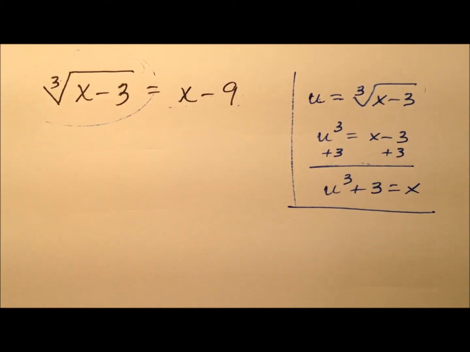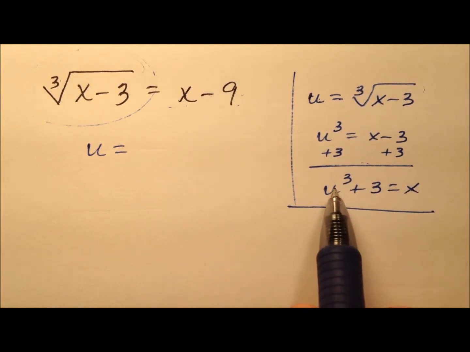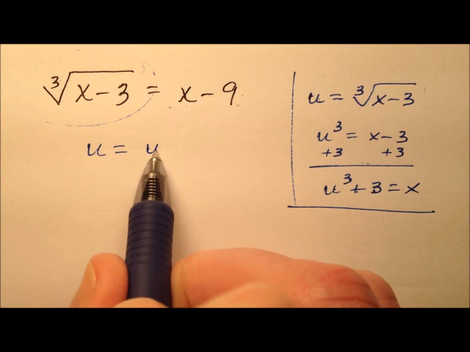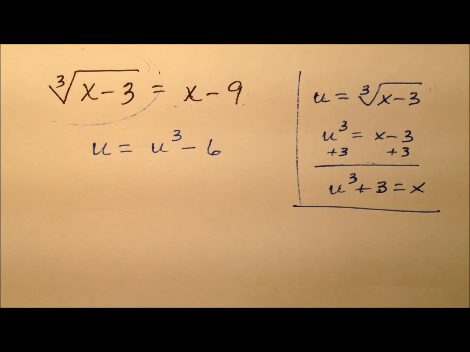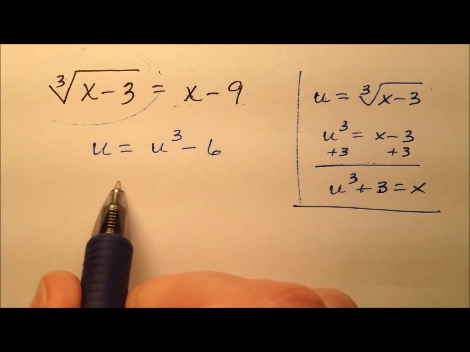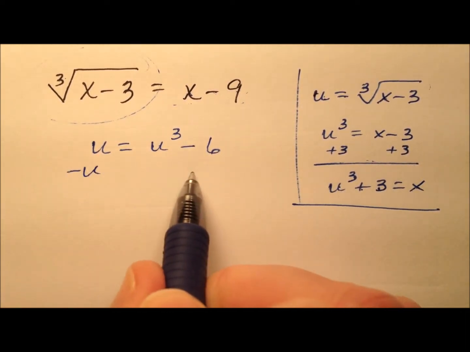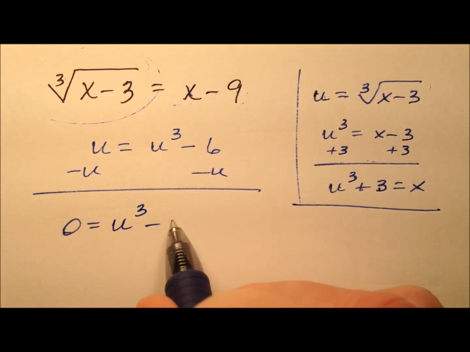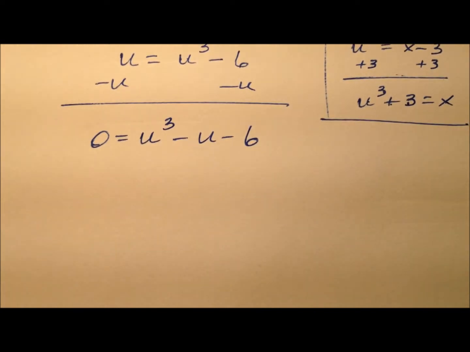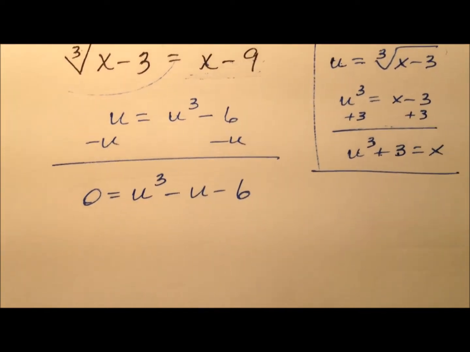So we see that the left side of this equation is just going to be u, and the right side is x minus 9. Well, x was u cubed plus 3, so it'll be u cubed plus 3 minus 9, and 3 minus 9 is minus 6. Okay, so this doesn't look too bad at all then. Our highest degree term is u cubed, and it's positive on the right side, so let's go ahead and subtract u from both sides, and we have 0 equals u cubed minus u minus 6. Okay, a much nicer equation than what we would have had if we had cubed the x minus 9.